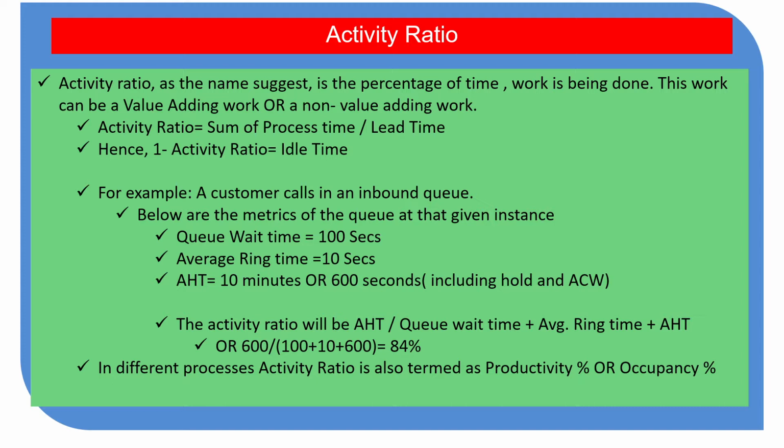For example, a customer calls in an inbound queue. Below are the metrics of the queue at that given instance. Queue wait time is equal to 100 seconds, average ring time is equal to 10 seconds, AHT is equal to 10 minutes or 600 seconds, including hold and ACW. The activity ratio will be AHT divided by queue wait time plus average ring time plus AHT. Or 600 divided by 100 plus 10 plus 600, which equals 84%. In different processes, activity ratio is also termed as productivity percent or occupancy percent.